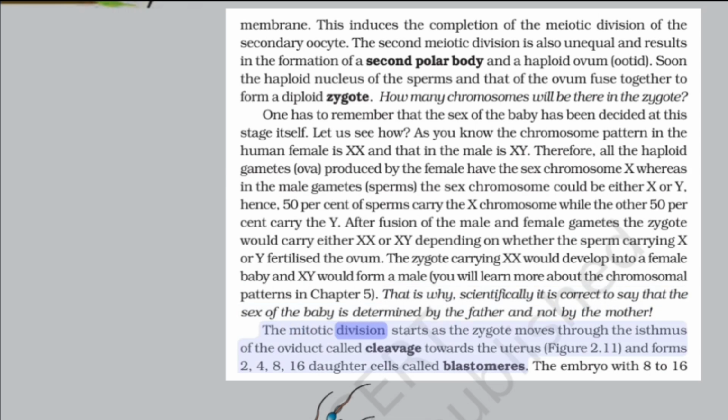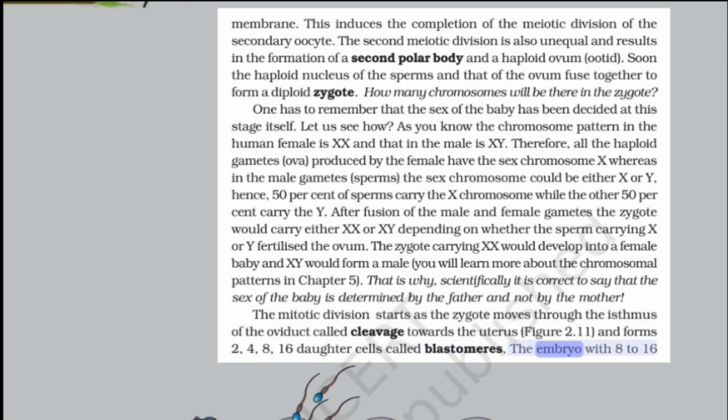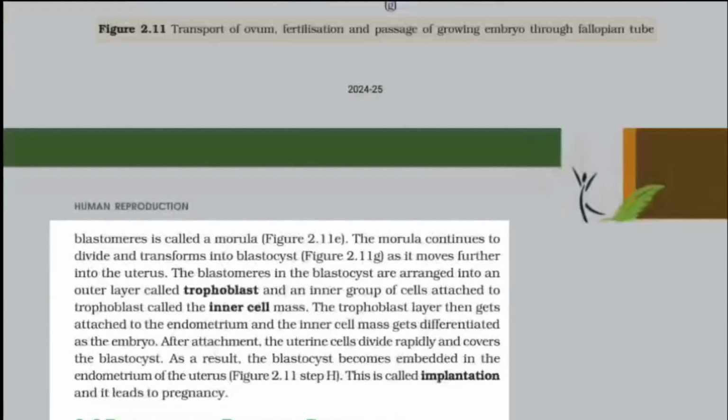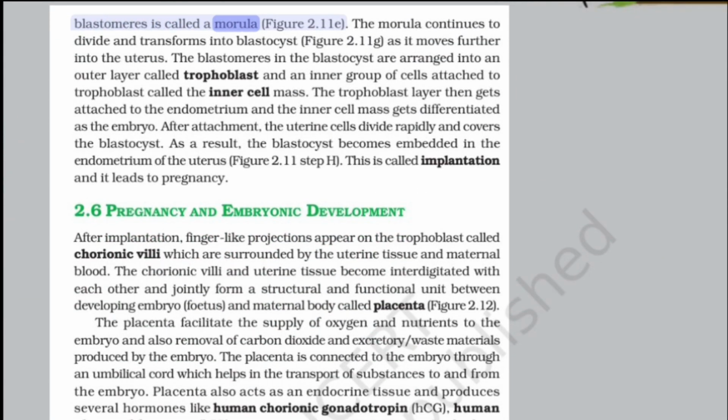The mitotic division called cleavage starts as the zygote moves through the isthmus of the oviduct towards the uterus and forms 2, 4, 8, 16 daughter cells called blastomeres. The embryo with 8 to 16 blastomeres is called a morula. The morula continues to divide and transforms into a blastocyst as it moves further into the uterus. The blastomeres in the blastocyst are arranged into an outer layer called trophoblast, and an inner group of cells attached to trophoblast called the inner cell mass.